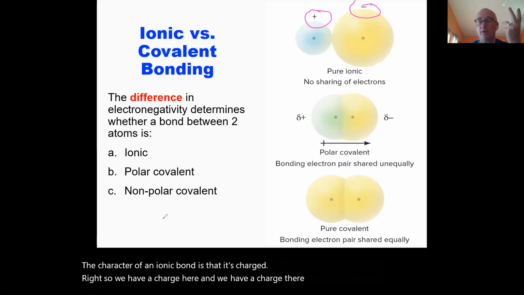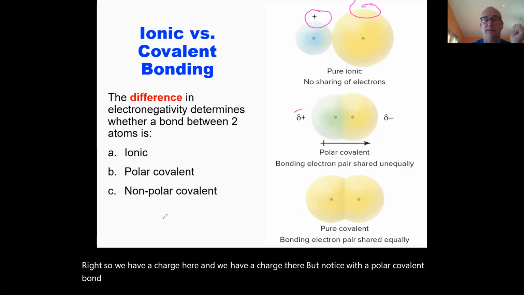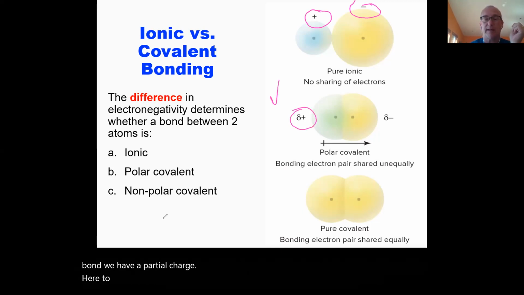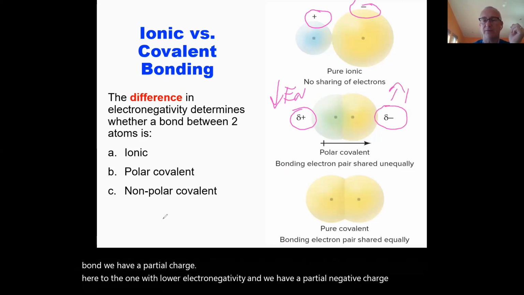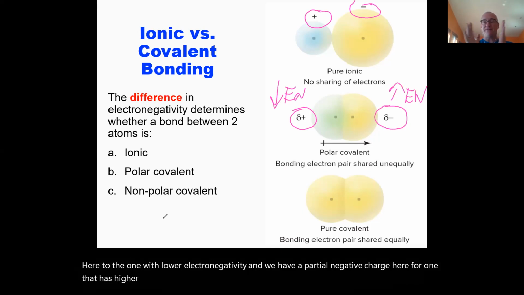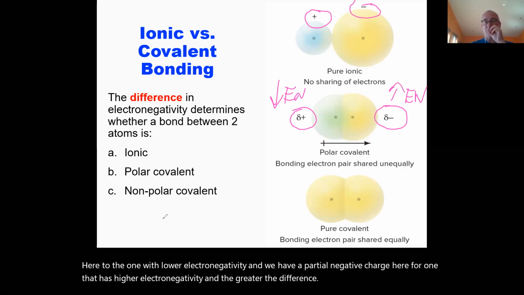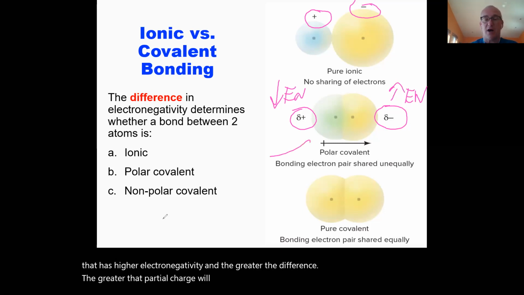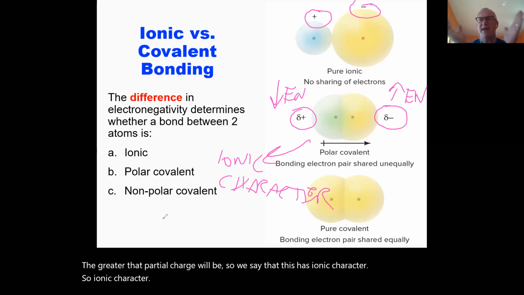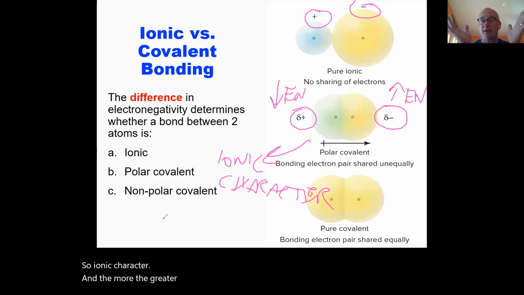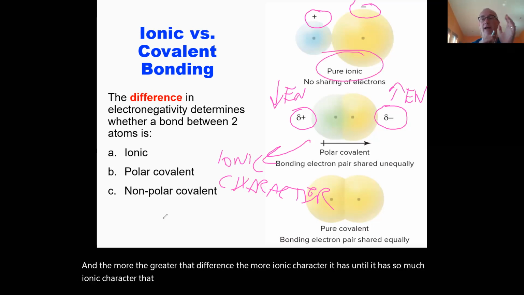But notice with a polar covalent bond, we have a partial positive charge here, on the one with lower electronegativity, and we have a partial negative charge here, on the one that has higher electronegativity. And the greater the difference, the greater that partial charge will be. So we say that this has ionic character. And the greater that difference, the more ionic character it has, until it has so much ionic character that it basically becomes ionic, and that partial charge becomes a complete charge.